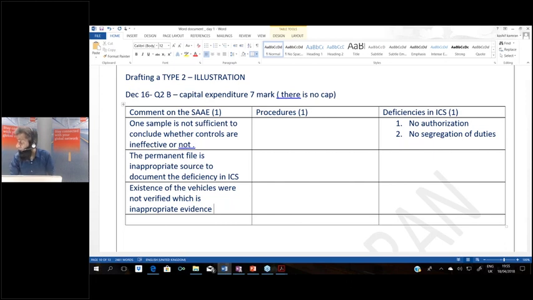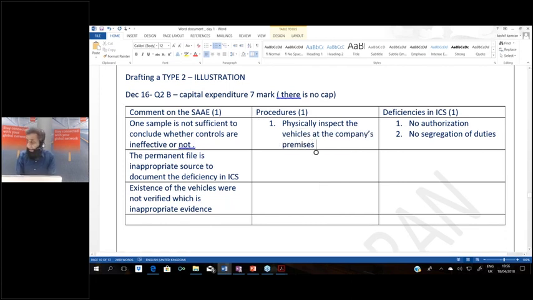Procedures on vehicle. Now, I have tested the purchase invoice, so I'll not retest the purchase invoice because the examiner is saying further procedures. So see what procedures I will write. Number 1, physically inspect the vehicles at the company's premises, because I've not done that.